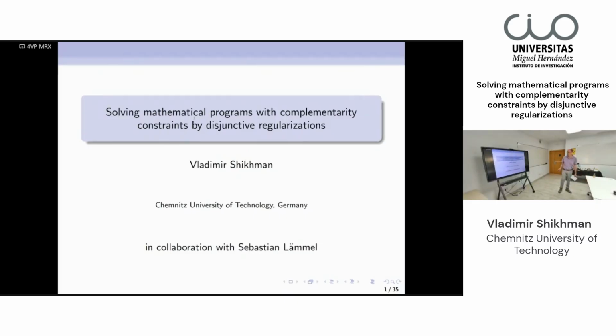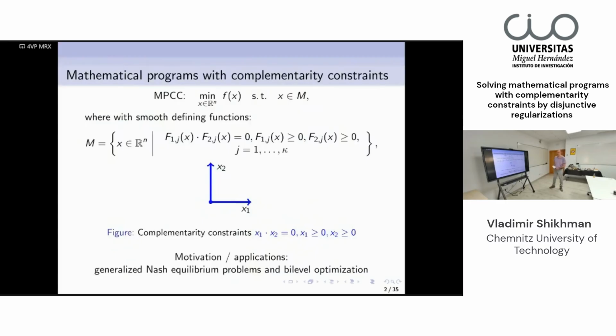So, what is our problem? The class of problems. I have a little bit different notation, but it is the same as in the first talk. We minimize a smooth function, where we have smooth defining functions. So the functions are not a problem. The problem is how they are put together, and here we have the so-called complementarity constraints. Like you all know, f1 times f2 is 0. j is the index of those constraints, so j is not important. f1 times f2 is 0, and both of them are non-negative.